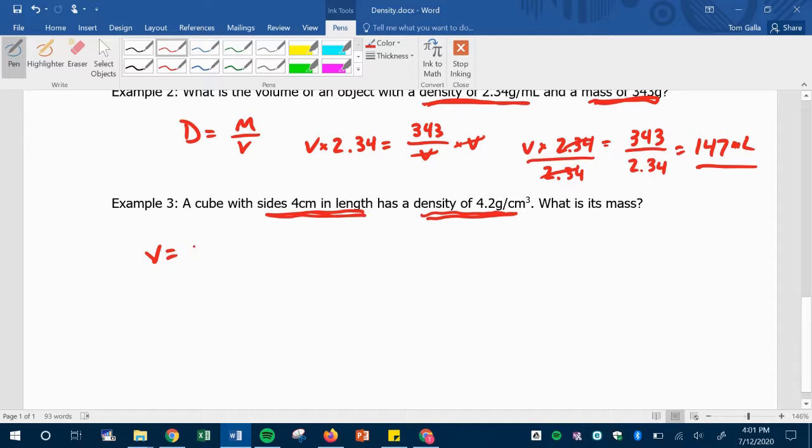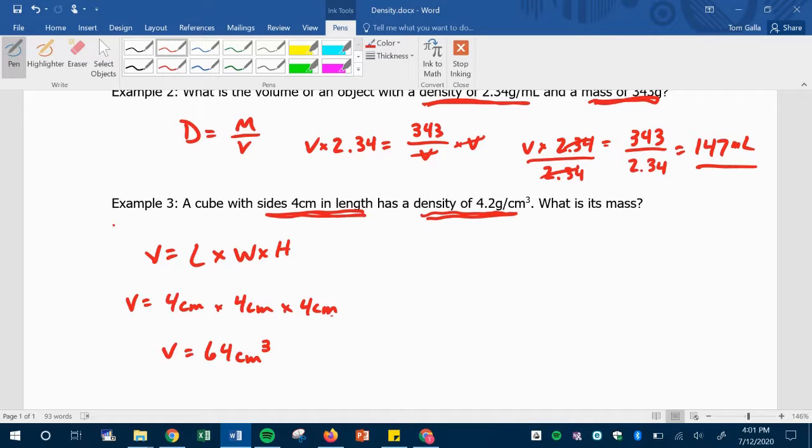Now, remember our generic volume equation is length times width times height. And so this should be our first step. So our volume should be 4 centimeters times 4 centimeters times 4 centimeters. And so 4 times 4 times 4 is 64. So we have 64 centimeters. Now, if we take centimeters times centimeters times centimeters, that means we now have centimeters cubed. And that's good because remember, our density units should be grams per centimeter cubed for this example.